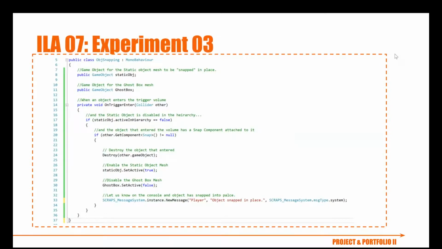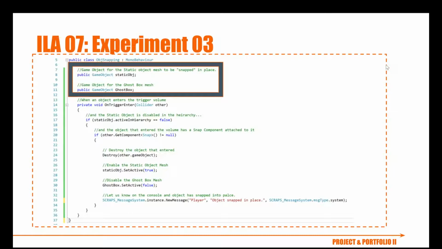Okay, so here let's take a look and we can break down the logic of the script we're going to create, right? This is going to be on our trigger volume that we set up, right? And we're going to have two public variables, one for the static object for the mesh that we want to appear, and then another game object for our ghost box.